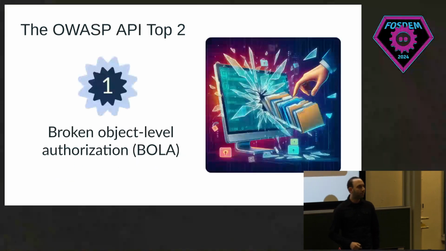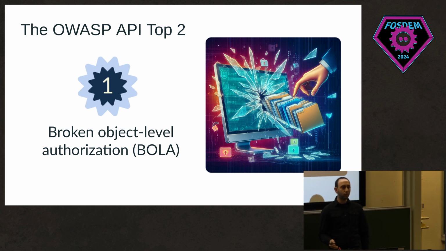Number 1 is actually broken object level authorization. That's not lack of authentication, but lack of authorization to validate whether or not the request that's coming in actually should be allowed to execute. Usually it's due to a lack of granular access control. And we can go further.